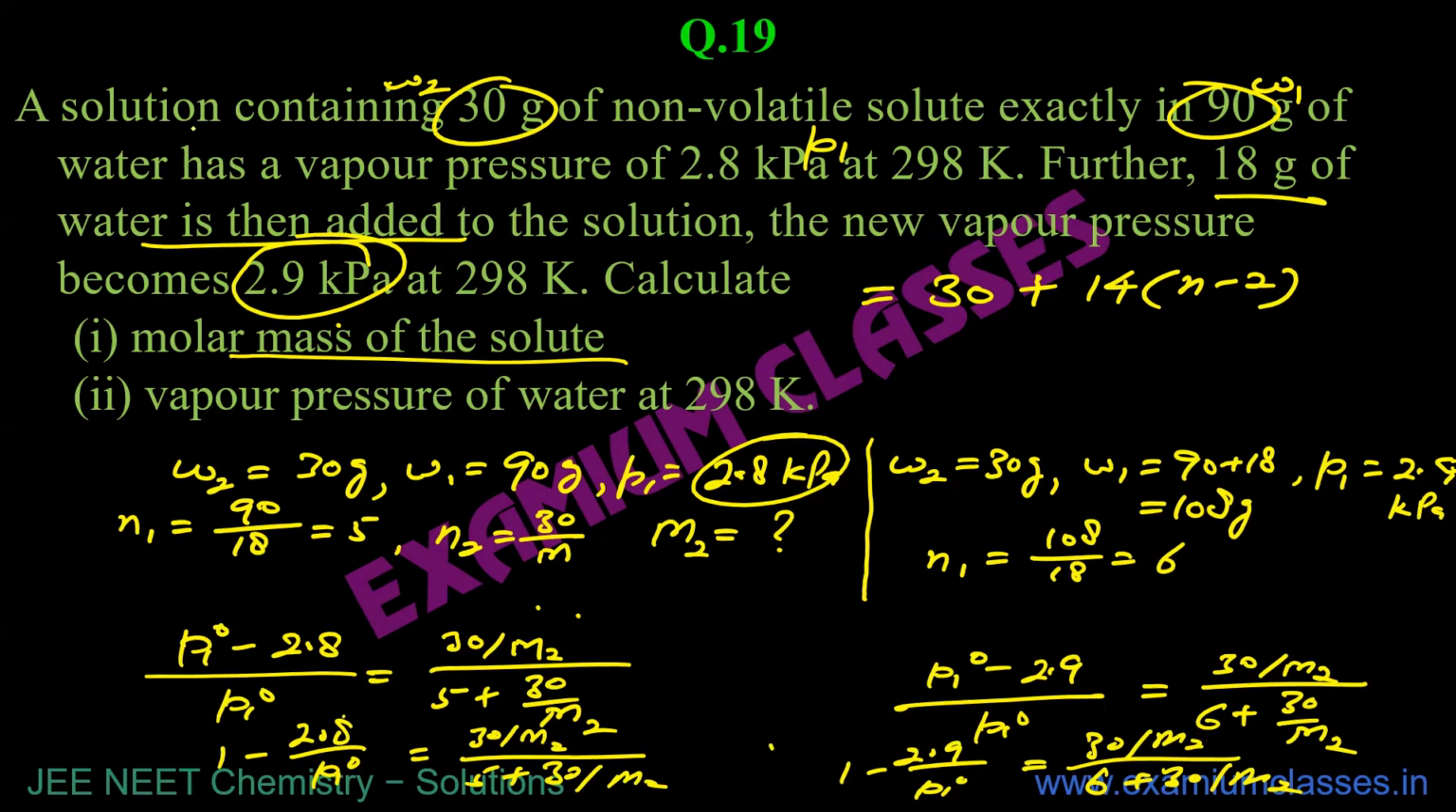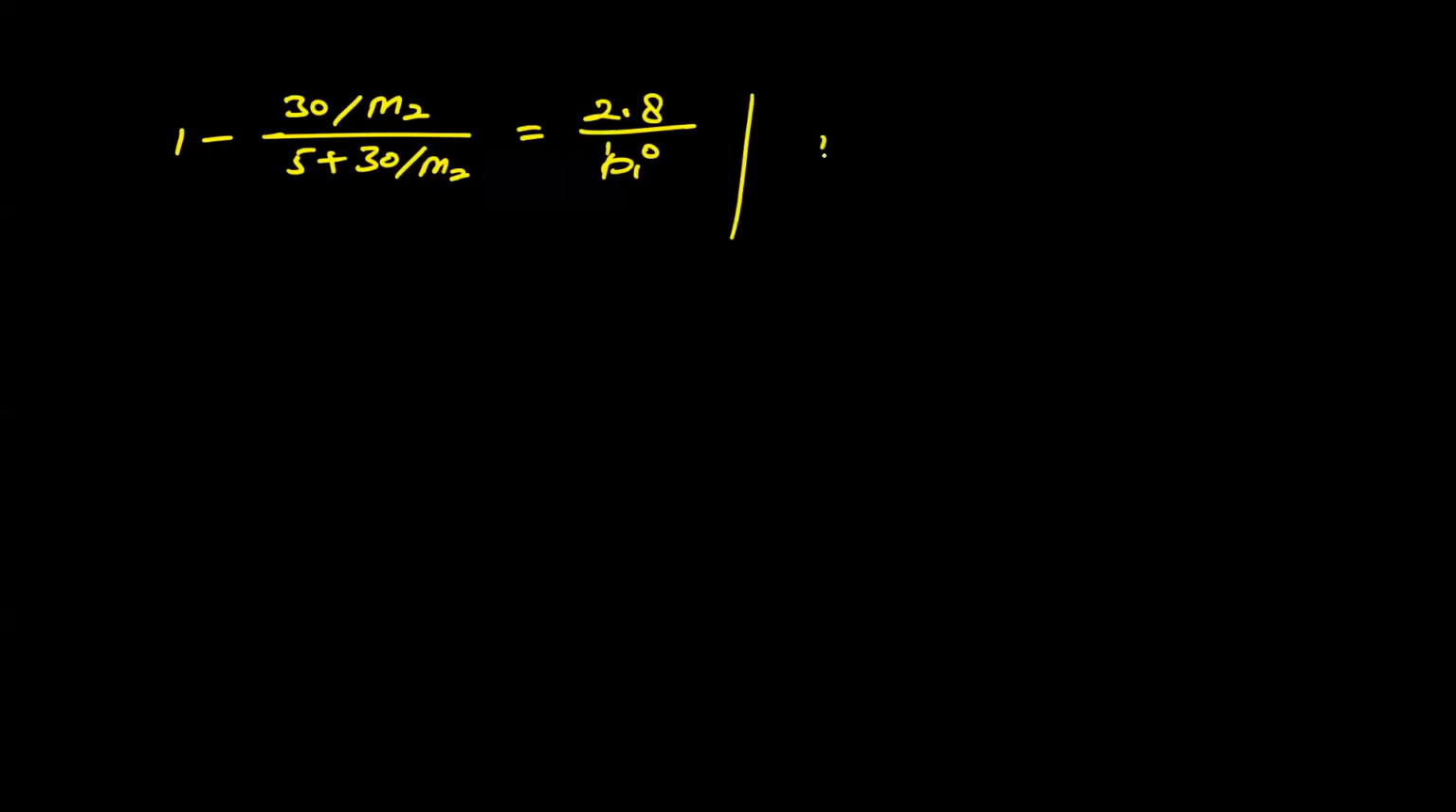So it will actually be 1 minus 30 by M2 divided by 5 plus 30 by M2 equals 2.8 divided by P1 naught. This will be the first equation. And the second equation will be 1 minus 30 by M2 divided by 6 plus 30 by M2 equals 2.9 divided by P1 naught.